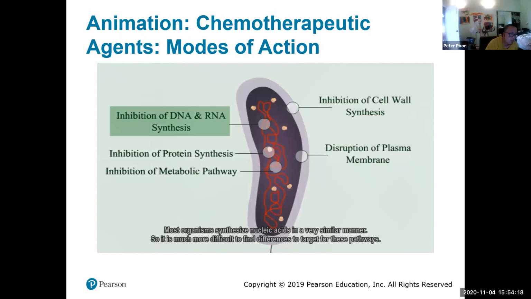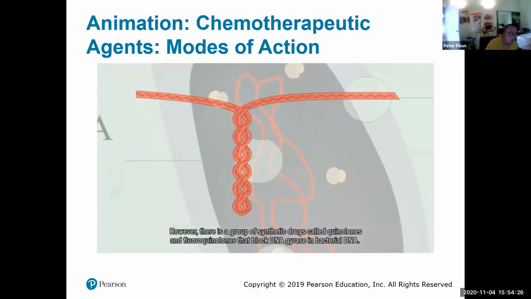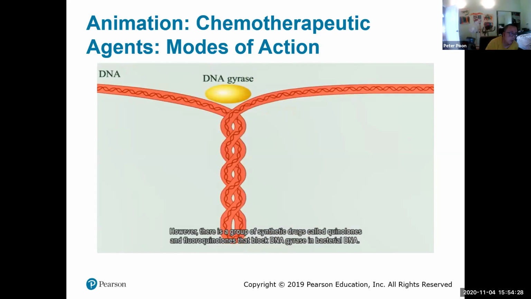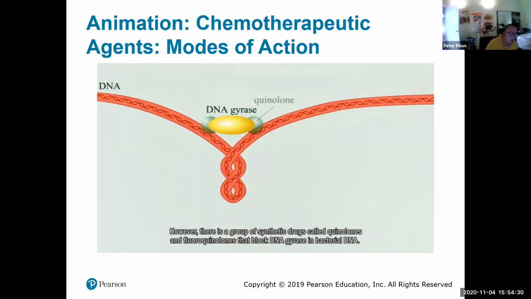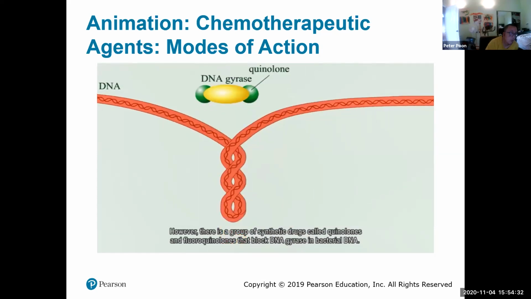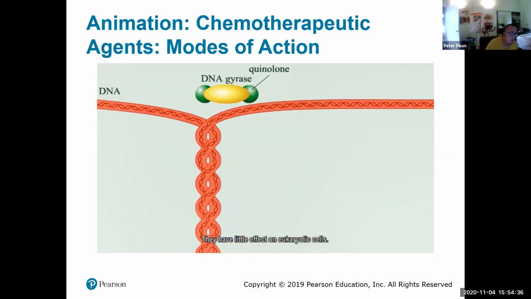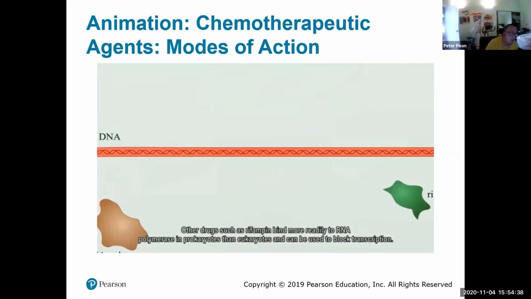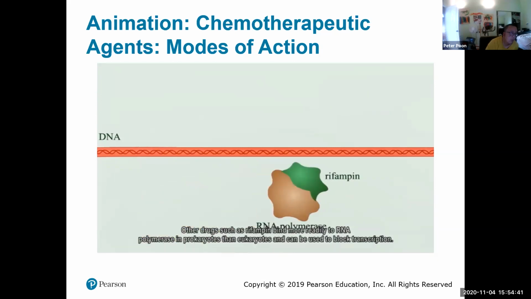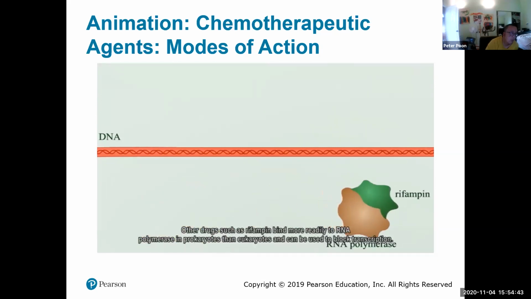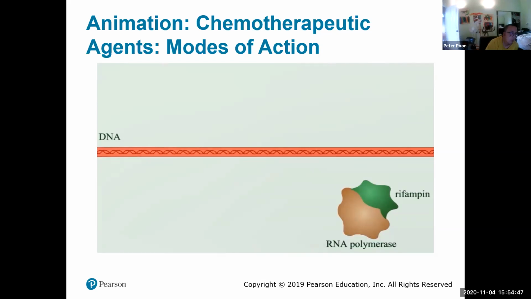Most organisms synthesize nucleic acids in a very similar manner, so it's much more difficult to find differences to target for these pathways. However, there is a group of synthetic drugs called quinolones and fluoroquinolones that block DNA gyrase in bacterial DNA. They have little effect on eukaryotic cells. Other drugs, such as rifampin, bind more readily to RNA polymerase in prokaryotes than eukaryotes and can be used to block transcription.